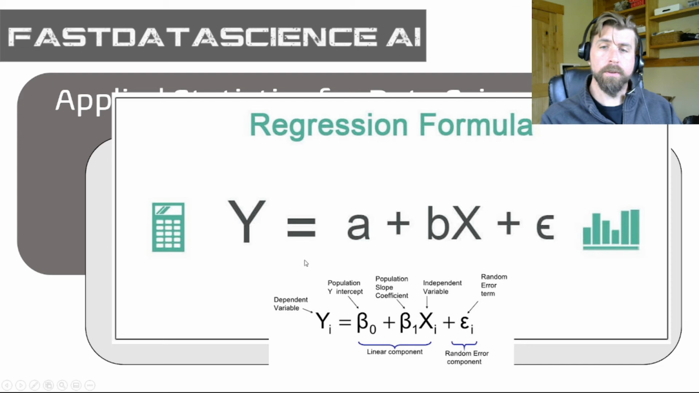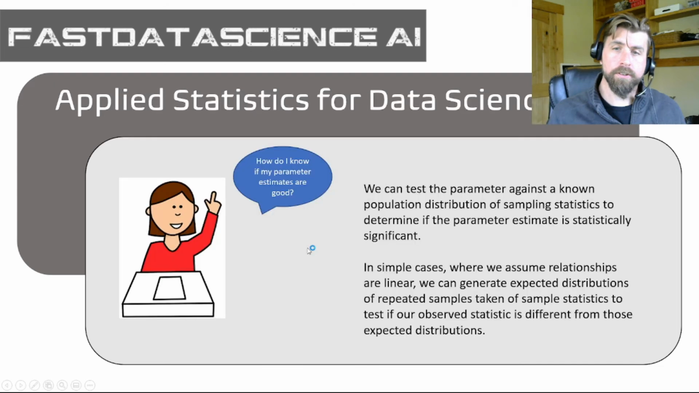In other words, we can help answer this question: how do I know if my parameter estimates are good? That is, generalizable outside of just my sample data. Well, we can test the parameter against a known population distribution of sampling statistics to determine if the parameter estimate is statistically significant. In simple cases where we assume relationships are linear, we can generate expected distributions of repeated samples taken of sample statistics, hence our sampling distribution, to test if our observed statistic that we derived from our sample data is different from those expected distributions.